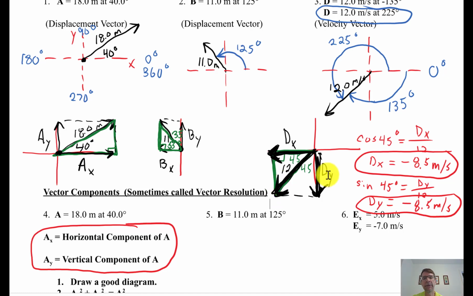All right, hopefully you can see those now. But you got to remember, d sub y points down. The negative indicates the direction. But in the calculator, don't put in the negatives.